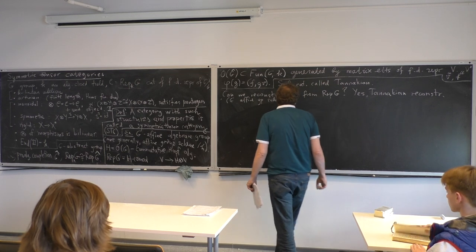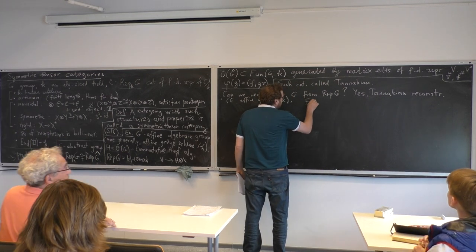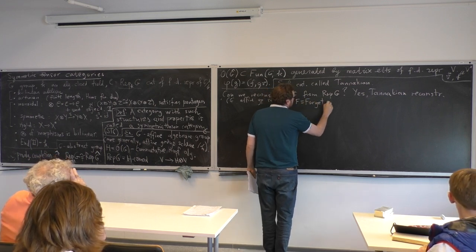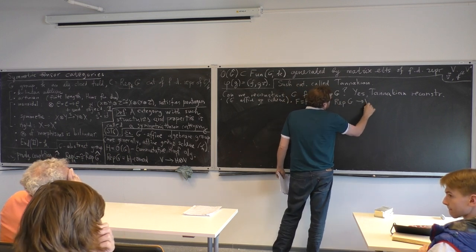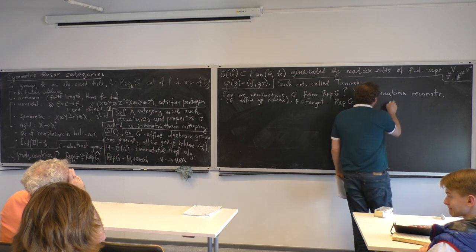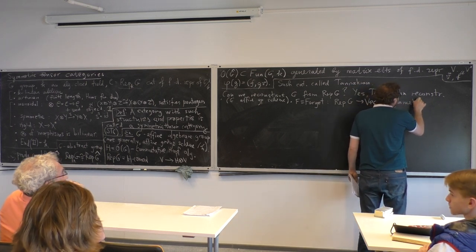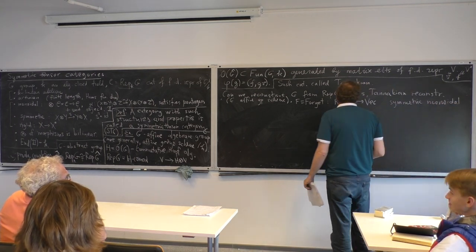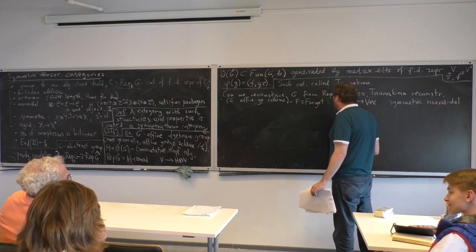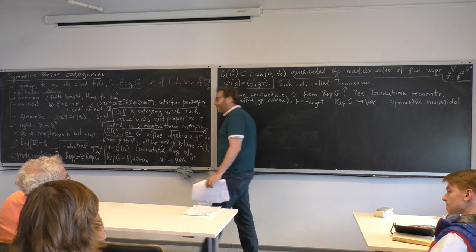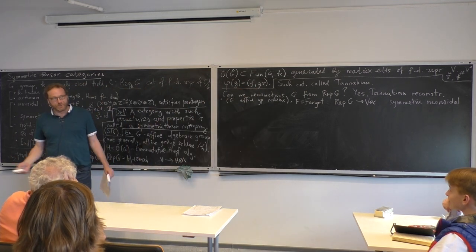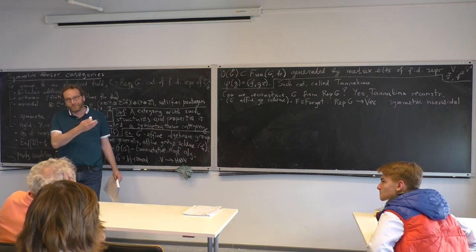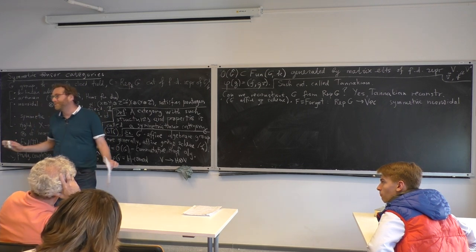So how does this work? Well, this is very simple. There is a forgetful functor from this category to vector spaces, and this is a symmetric monoidal functor, a forgetful functor which forgets the structure of representation. So this is cheating, as you are correct, because I'm using that it is representations of G. But in fact, it is okay because such a functor is unique.